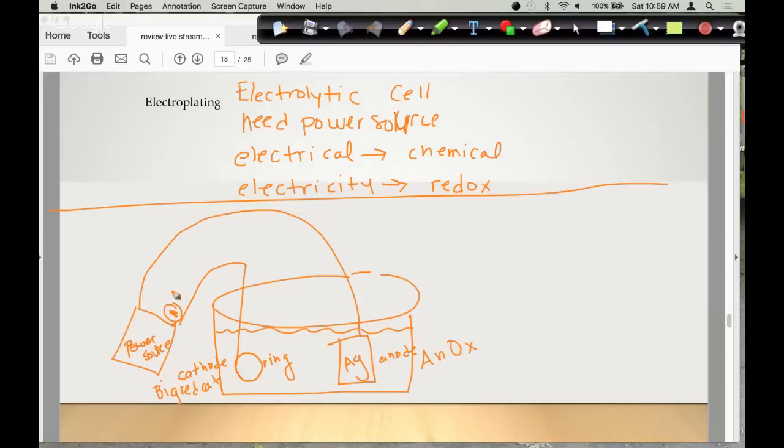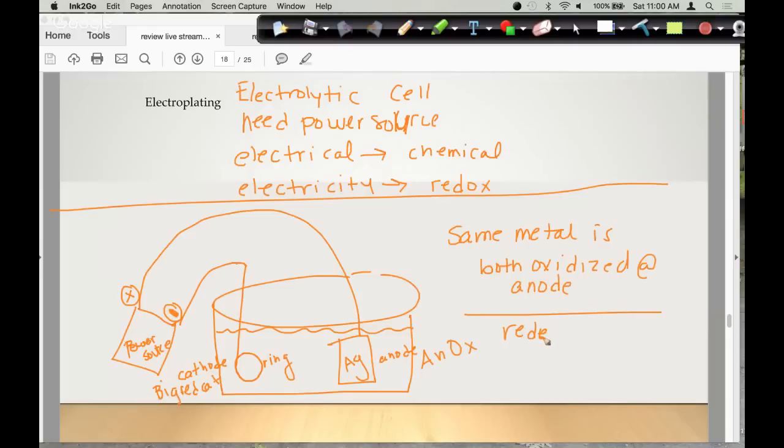The object will always be connected to the negative side of the battery or the power source, and the piece of metal will always be attached to the positive side of the power source or the positive side of the battery. What we're actually going to have happen in electroplating is that the same metal is both oxidized at the anode and reduced at the cathode.